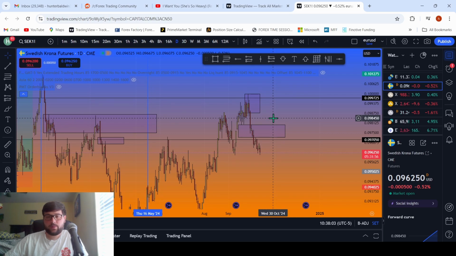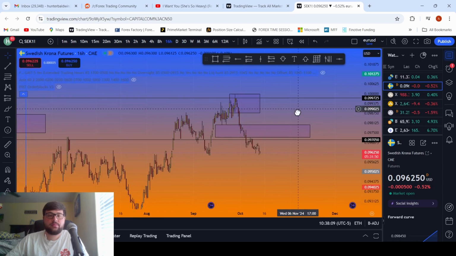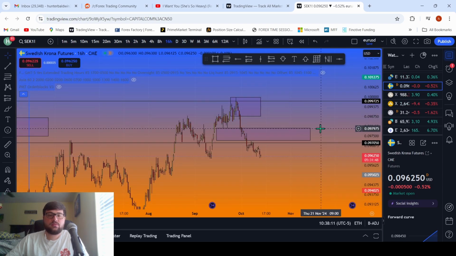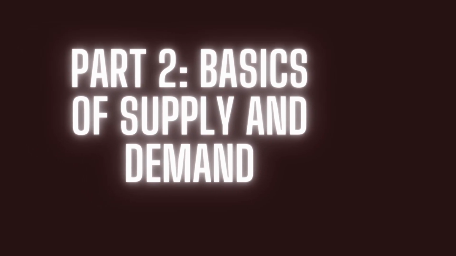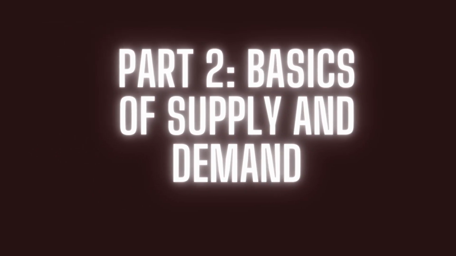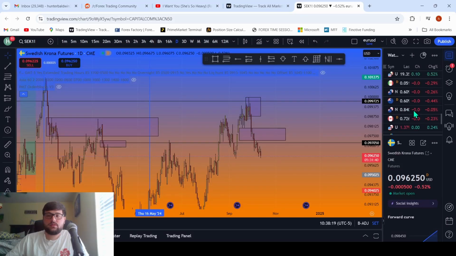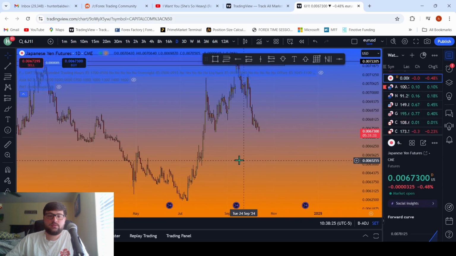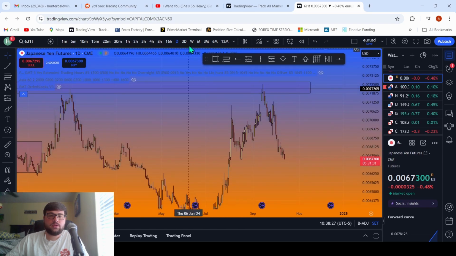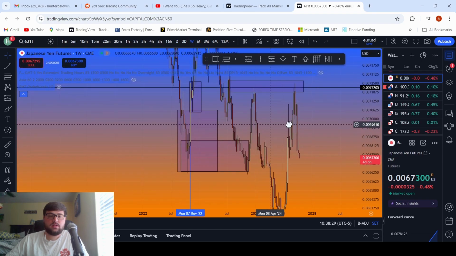Okay, so now that we got that out of the way and we know it's all relatively similar, some of them might be a little bit different, but let's pick something. Okay, yeah, we'll look at the yen. So the yen is a good example.